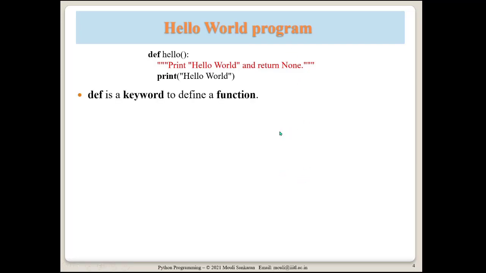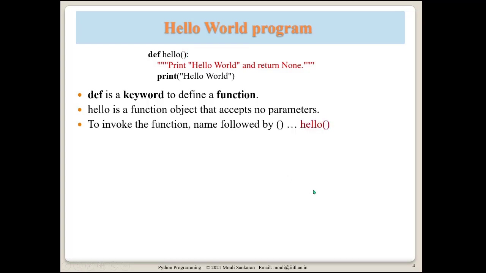So let me explain. Def is a keyword to define a function. Hello is a function object. Okay, here an important thing to remember is everything is an object in Python, including the function. So I will explain that. Here it has a characteristic that it doesn't accept any parameter. And when I say it doesn't return, what happens is normally all the functions in Python, if you don't mention anything, return a none type. Some object called none type, it returns by default. Okay, we will see that.